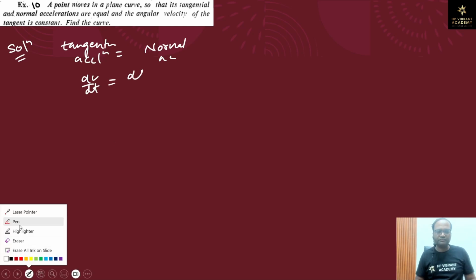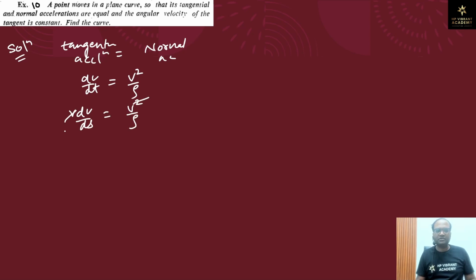Okay, let us discuss question number 10. How can we solve this? We have a point that moves in a plane curve so that its tangential and normal accelerations are equal and the angular velocity of the tangent is constant. So we have the tangential acceleration is equal to the normal acceleration. So we have dv upon dt is equal to v square upon rho. This we can write as v dv upon ds is equal to v square upon rho.